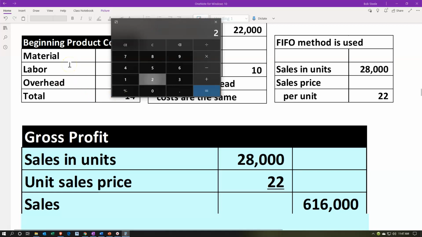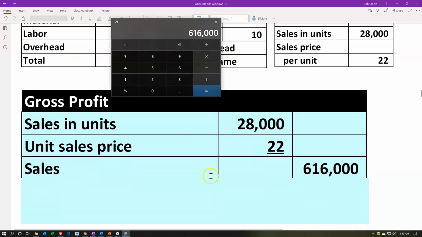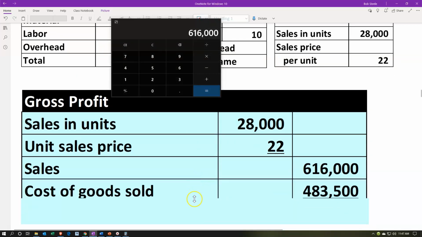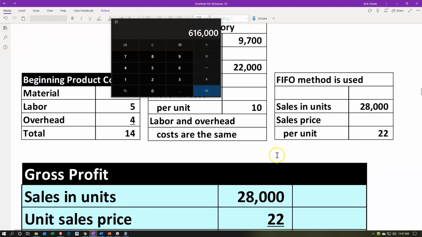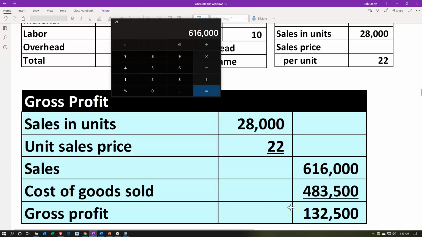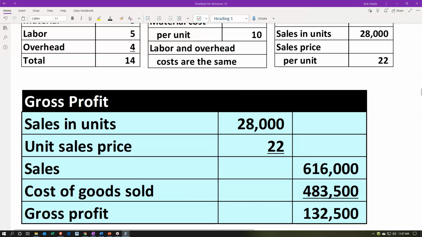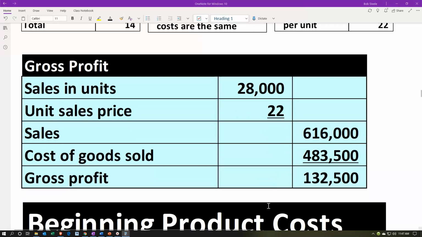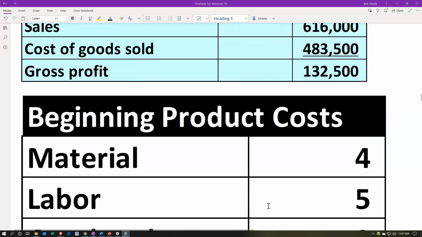So the 28,000 times the 22 is going to give us that 616,000. And then the cost of goods sold we picked up here was at the 483.5. If we subtract those two, we're going to get the gross profit, kind of the top part of the income statement, the 132,500.